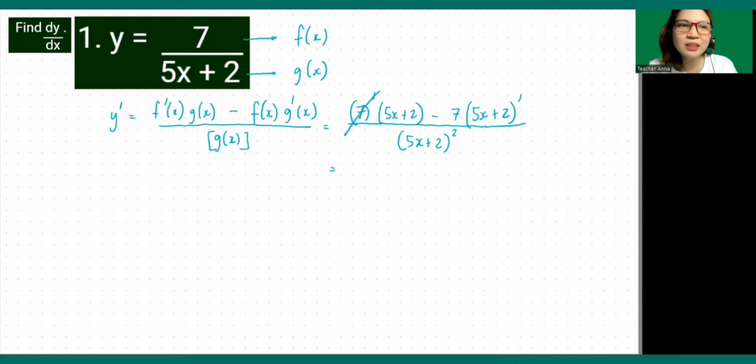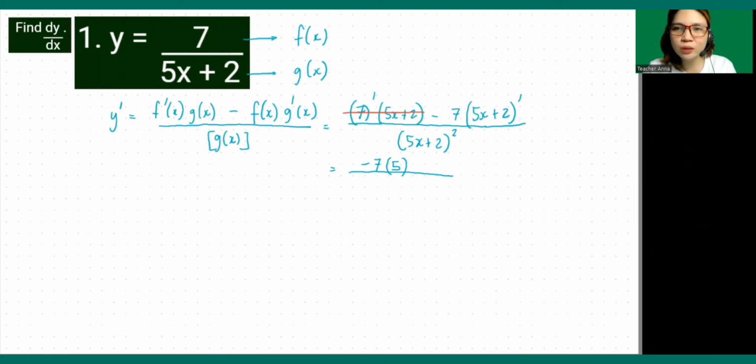So imagine if this is 0, then we can just remove the whole of this because 0 by anything is 0, right? And then we only have in our numerator negative 7 multiplied by the derivative of 5x, which is just a 5. And again, the 2, a constant, its derivative is a 0. So 5x plus 2 prime is just 5.